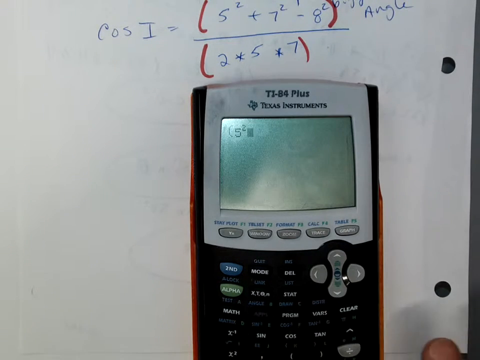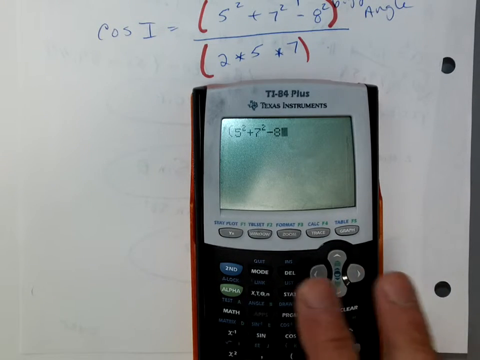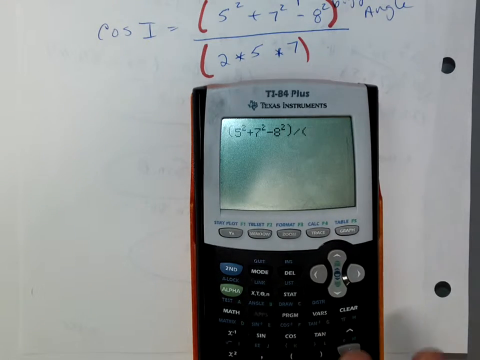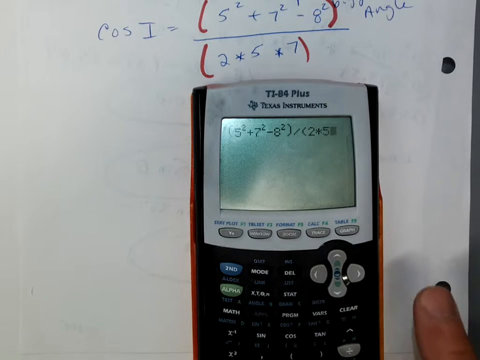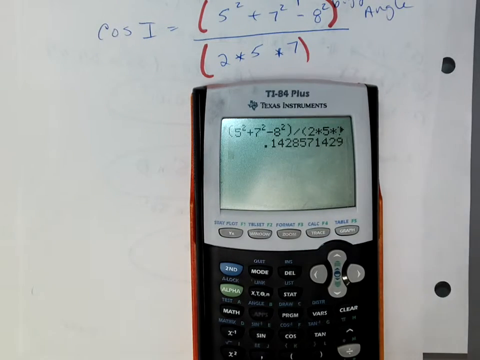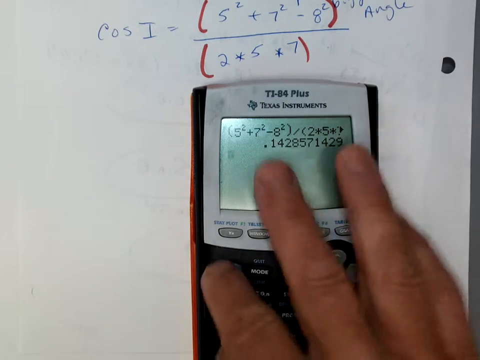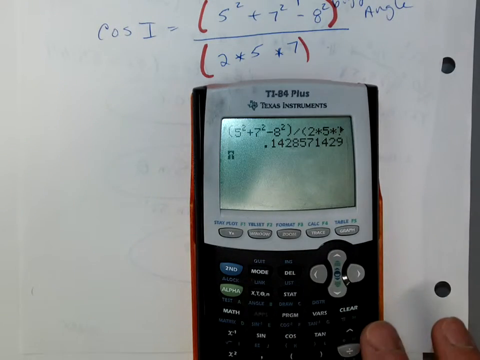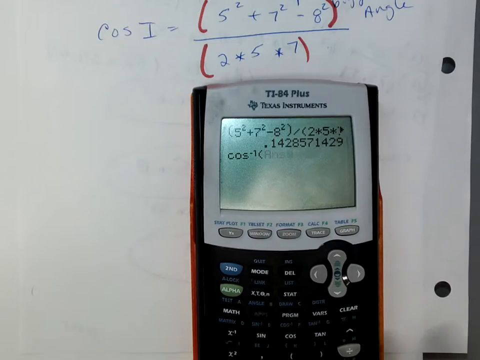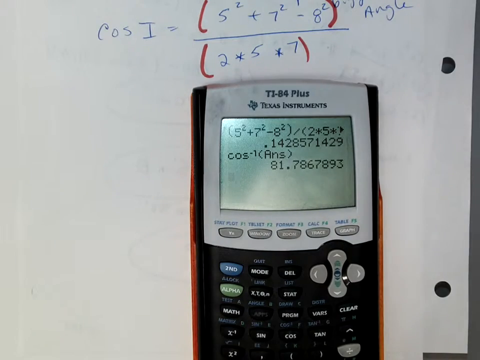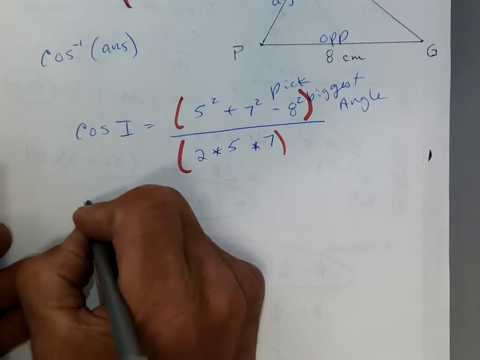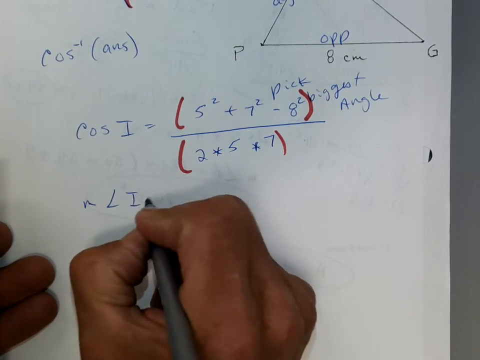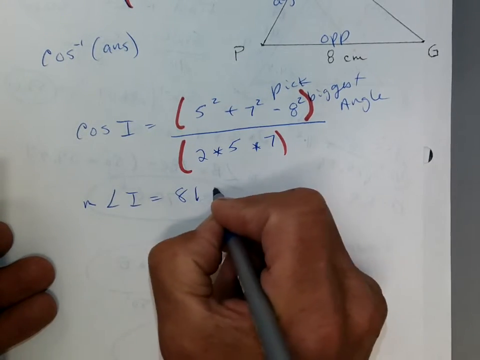Parentheses 5 squared plus 7 squared minus 8 squared, parentheses, divided by parentheses, 2 times 5 times 7. And I get a decimal, which is what I was hoping for, right? And then we'll cosine inverse that answer, and I'll get an answer of about 81.8 degrees, okay? So the measure of angle I is equal to 81.8 degrees.